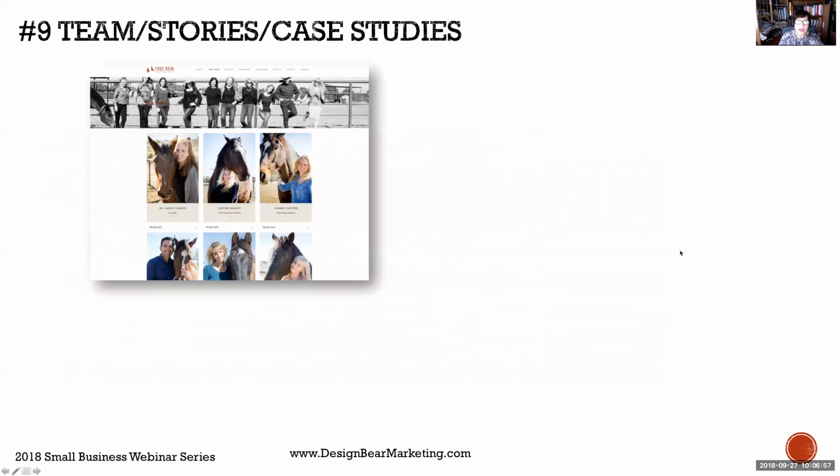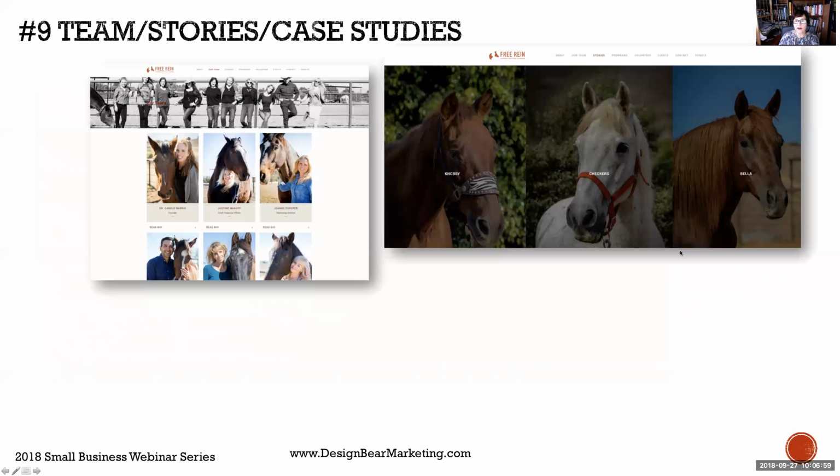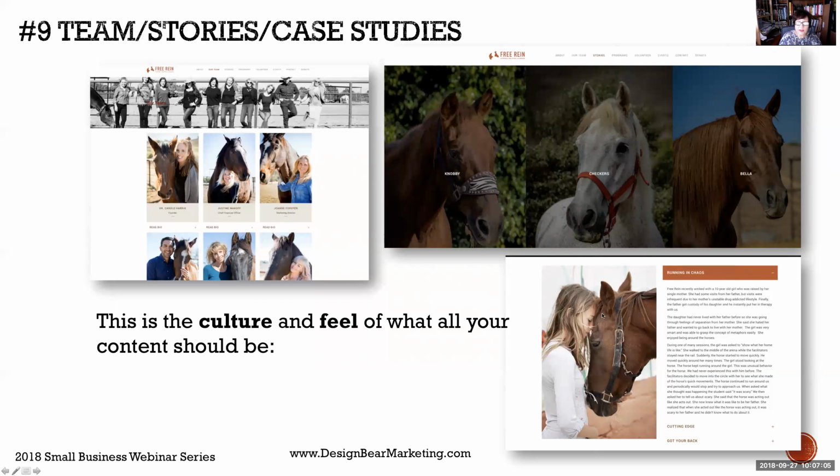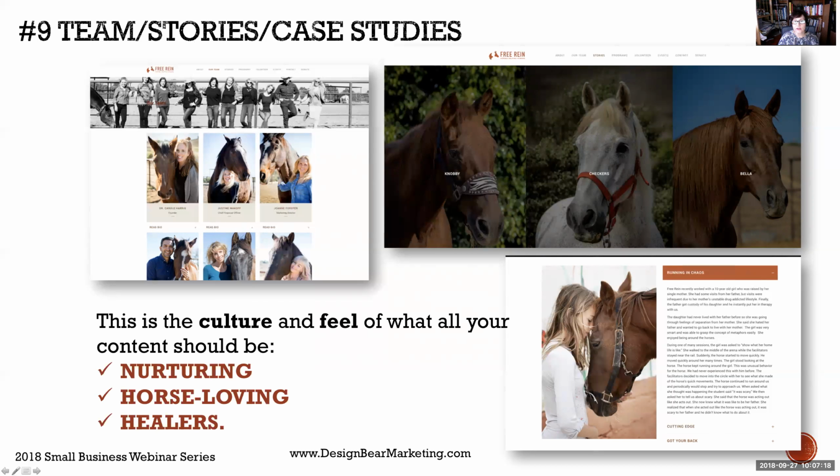Then we're going to look at their team. So you kind of visually get an idea of who they are. You see that they do talk about their horses. They rescue horses. And then they also have stories that are in there. So this is the culture that they have. It's the feel of what you want all of your content to be, right? Nurturing, horse loving, healers. So those three things are your benchmarks.